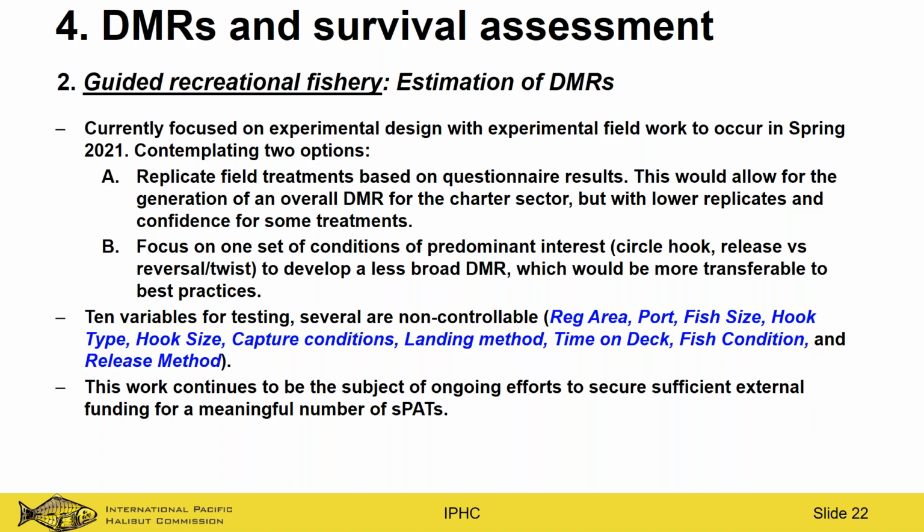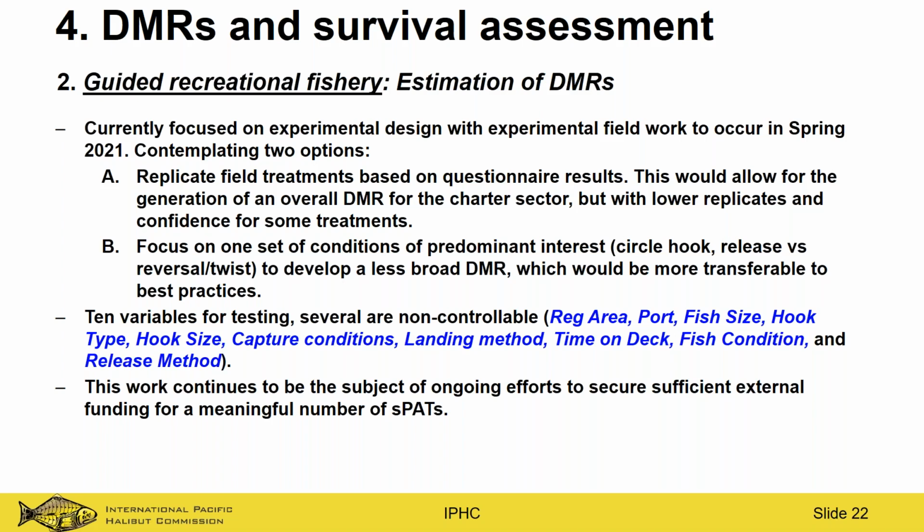The second potential design that we could go out and test would be just to focus in on the most predominant methods, that being the circle hook and that reversal twist technique. And that would give us less of a confirmation on the overall DMR that might be applied to that sector, and more so specific best practices for one of those methods.